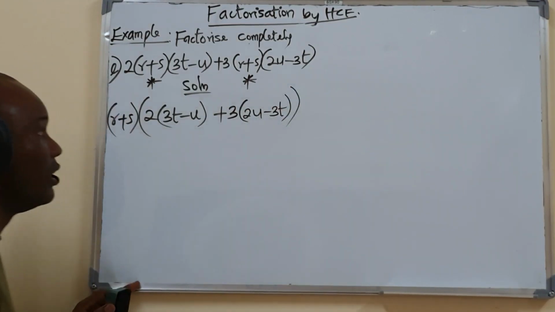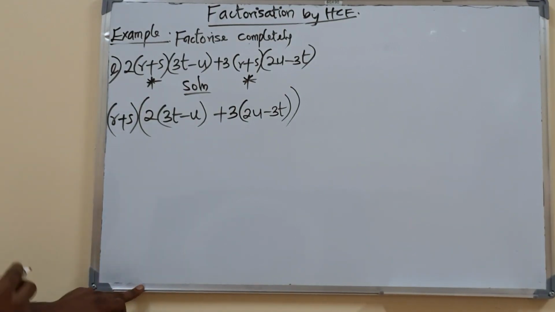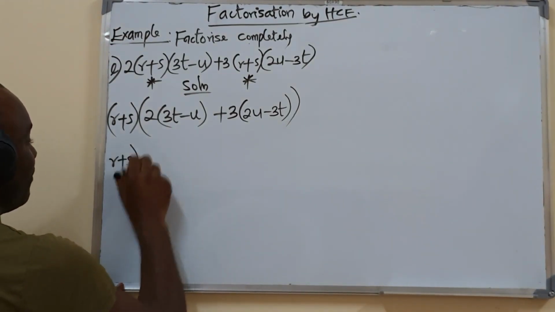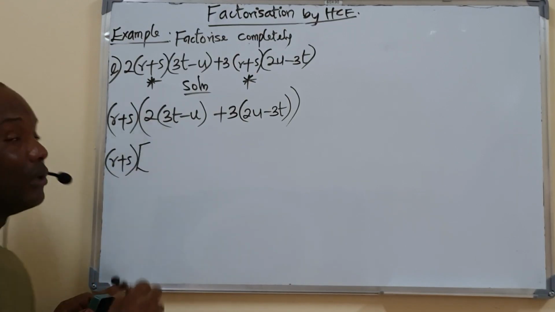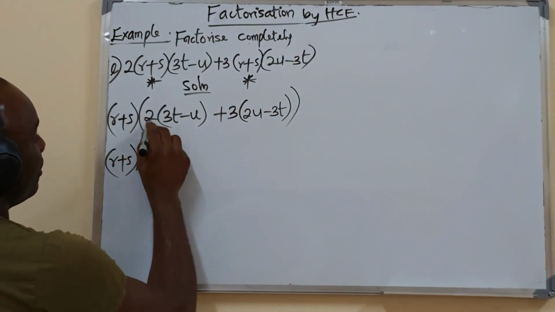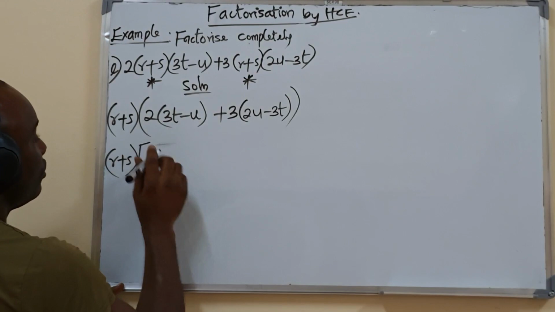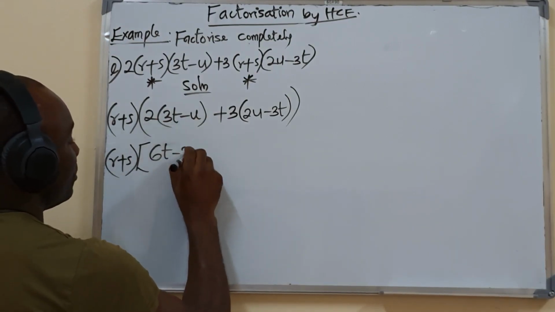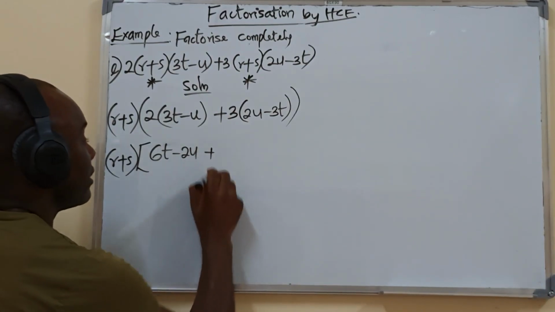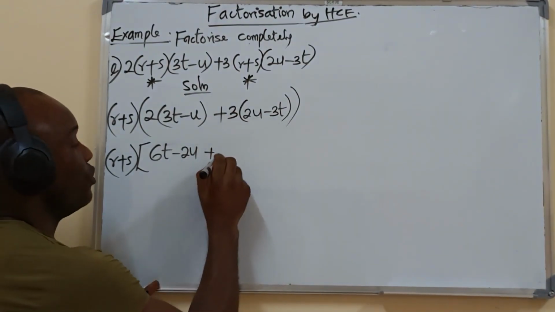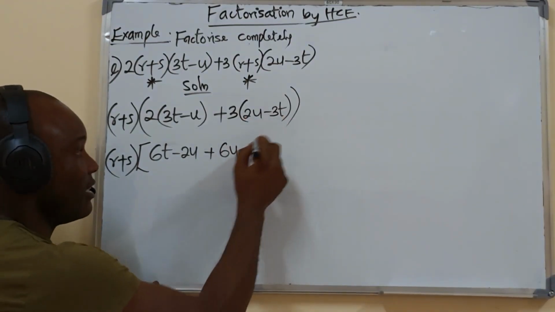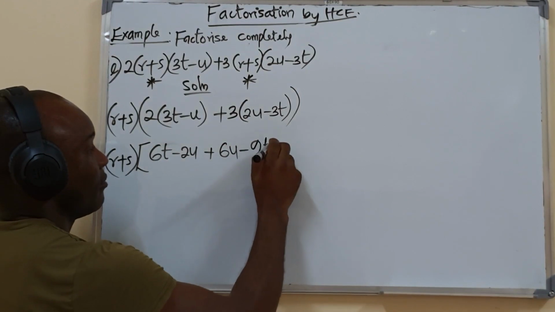Now what we are going to do is to open up the brackets inside. Perhaps we can find some more. So let's see. R plus s comes down, as we already have it out here. Let's try working out with this bracket. So what do we have here? 2 times 3t gives us 6t minus 2 times u is 2u. Plus 3 times 2u is 6u. And 3 times negative 3t will give us negative 9t.